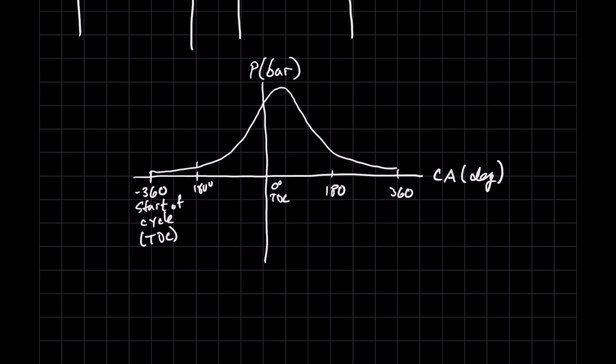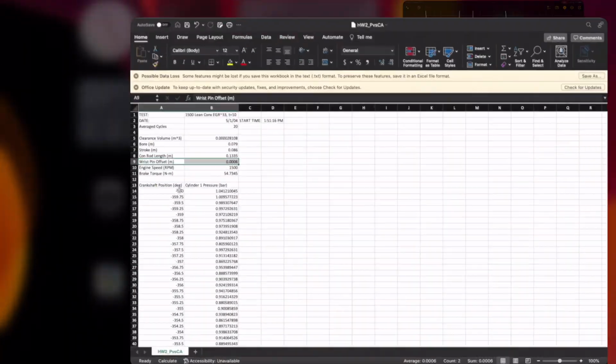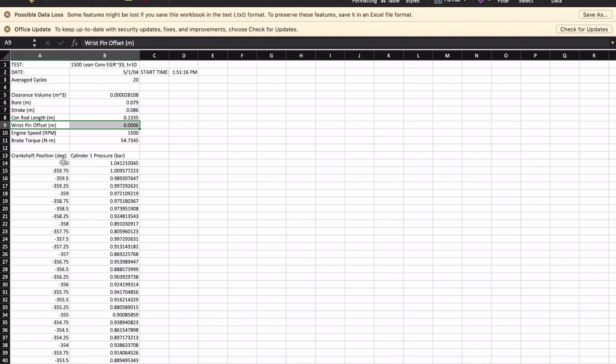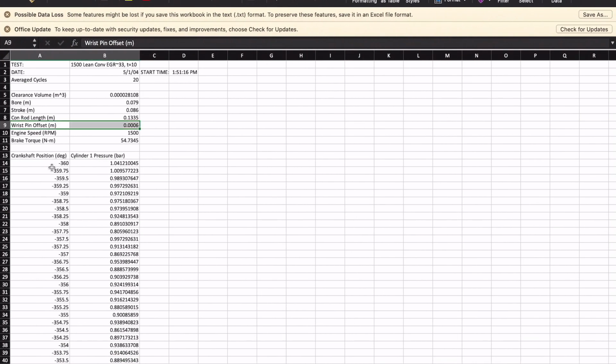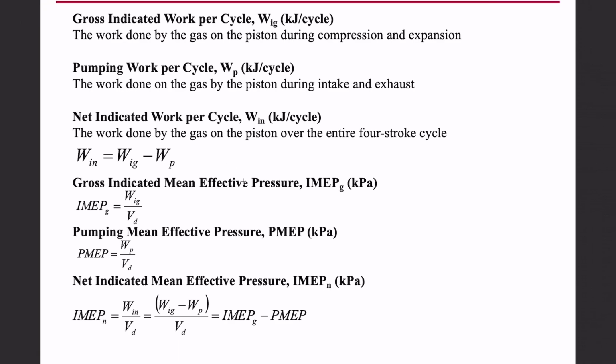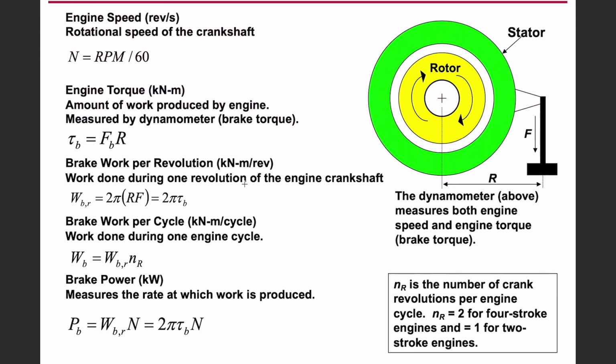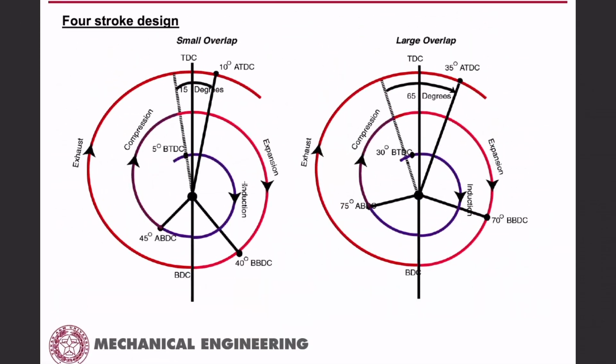And so this is the data that's given to you. In the Excel spreadsheet, the data that's given to you is this pressure versus crank angle, okay? But if you look at the assignment, it's asking for pressure versus volume. So the first thing that you need to do is take your crankshaft position along with the bore, the stroke, the conrod length, and the clearance volume, and you need to use the kinematic relations that are given to you in your Chapter 2 notes, which have been posted to Canvas, okay?